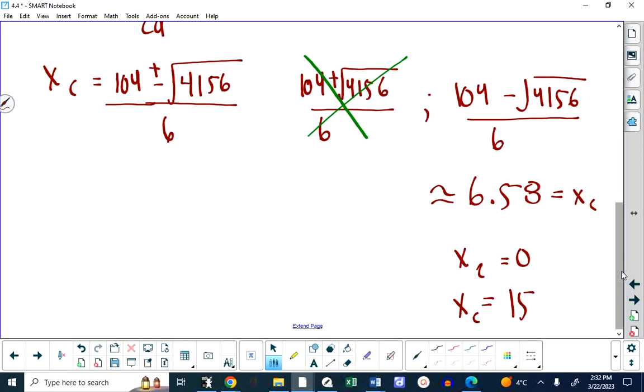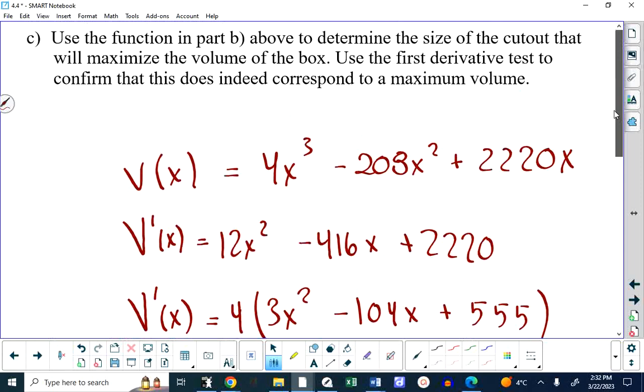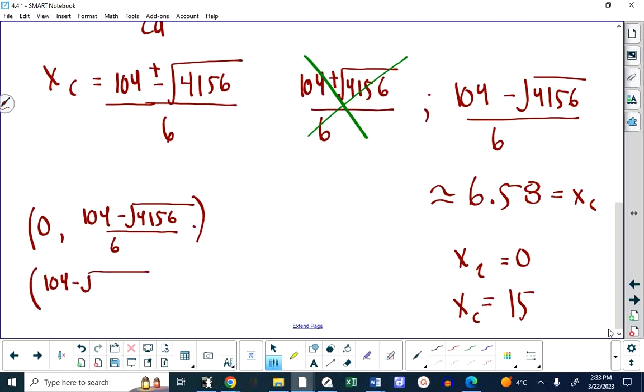So if you were to do a derivative chart, and we'll get to the answer to the question in a second, but this does say, use a first derivative chart to confirm this. You would go from 0 to (104 minus root 4156) all over 6, and from (104 minus root 4156) all over 6 to 15. When I say to 15, we don't include 15, right?